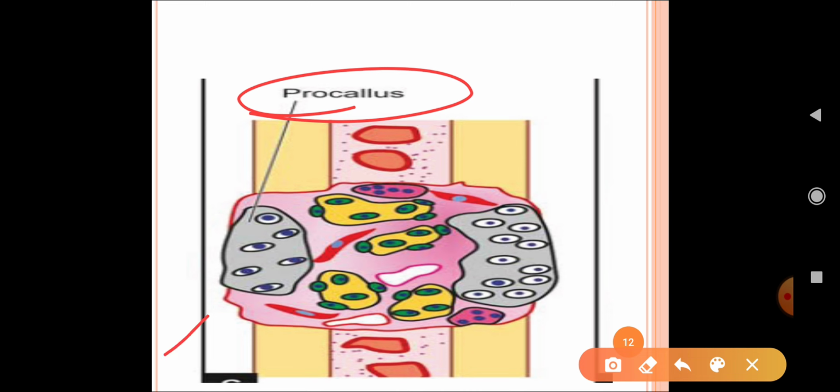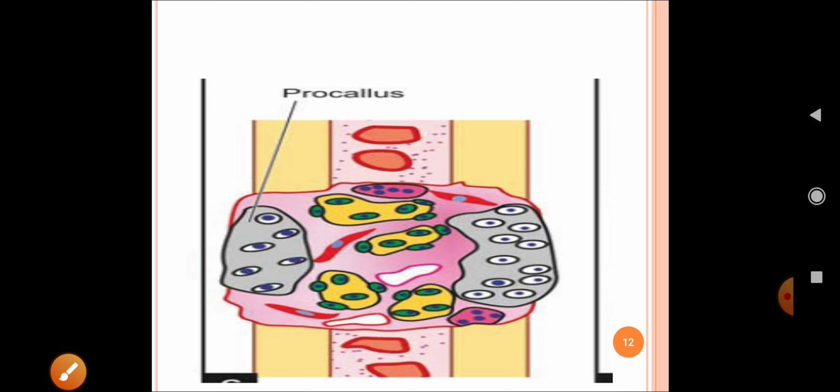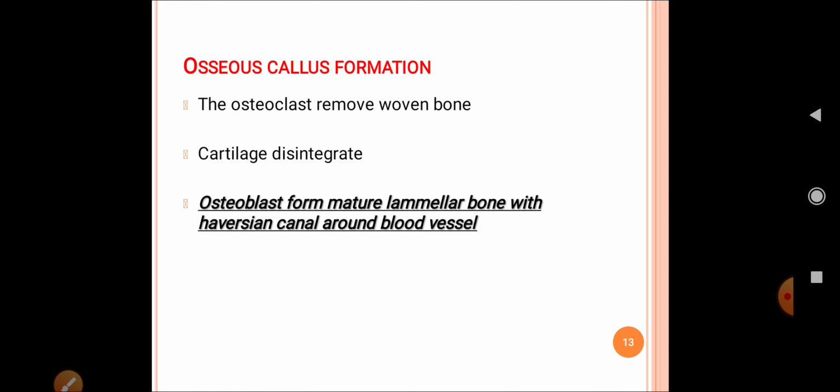Here you can see the cartilage. All these are cartilage, and within it there is a formation of bone from the osteoblast. But this bone is a very weak bone. It cannot provide sufficient integrity to perform the function. I mean, it cannot provide stability to the fractured bone. This weak bone needs to be replaced by permanent firm bone.